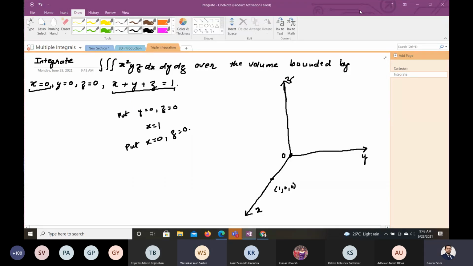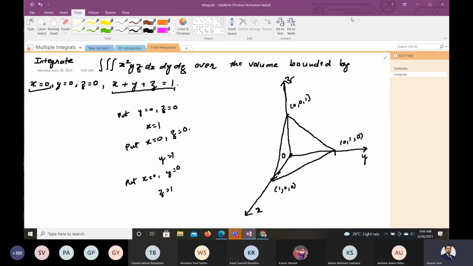So I'll put x equal to 0, z equal to 0. In that case, we'll get y equal to 1, which is the y-intercept of this plane. So 0, 1, 0. And then we'll put x equal to 0, y equal to 0. When we put these values, we'll get z equal to 1, which is the z-intercept. So we have 3 non-collinear points which lie on this plane, and I will join these points in order to get the plane. So we have a structure like this.